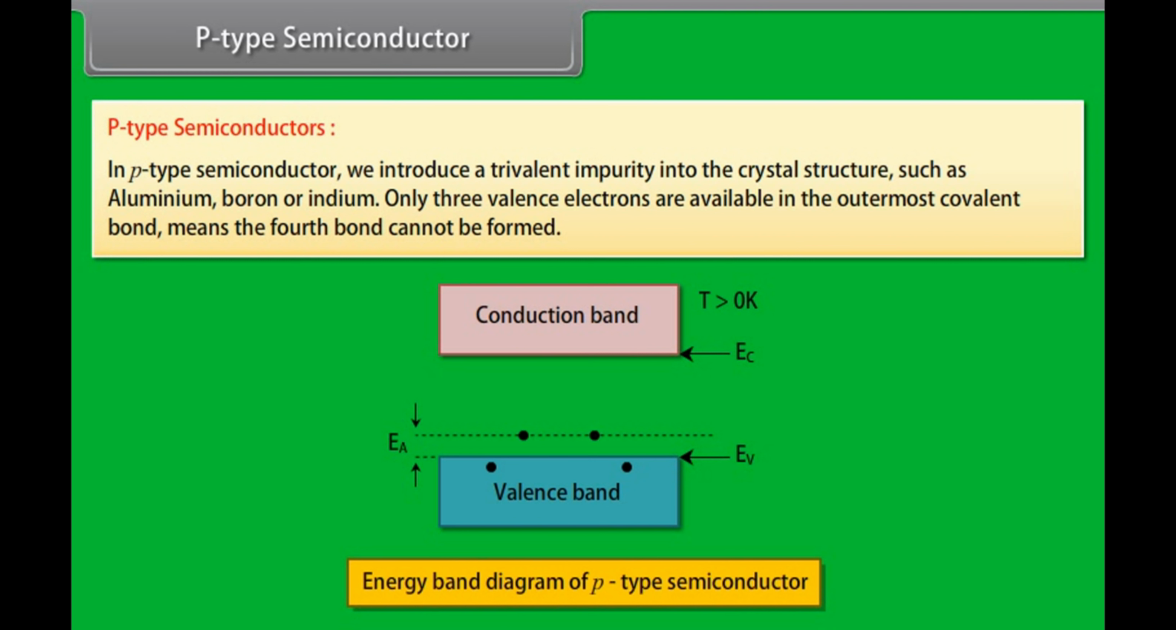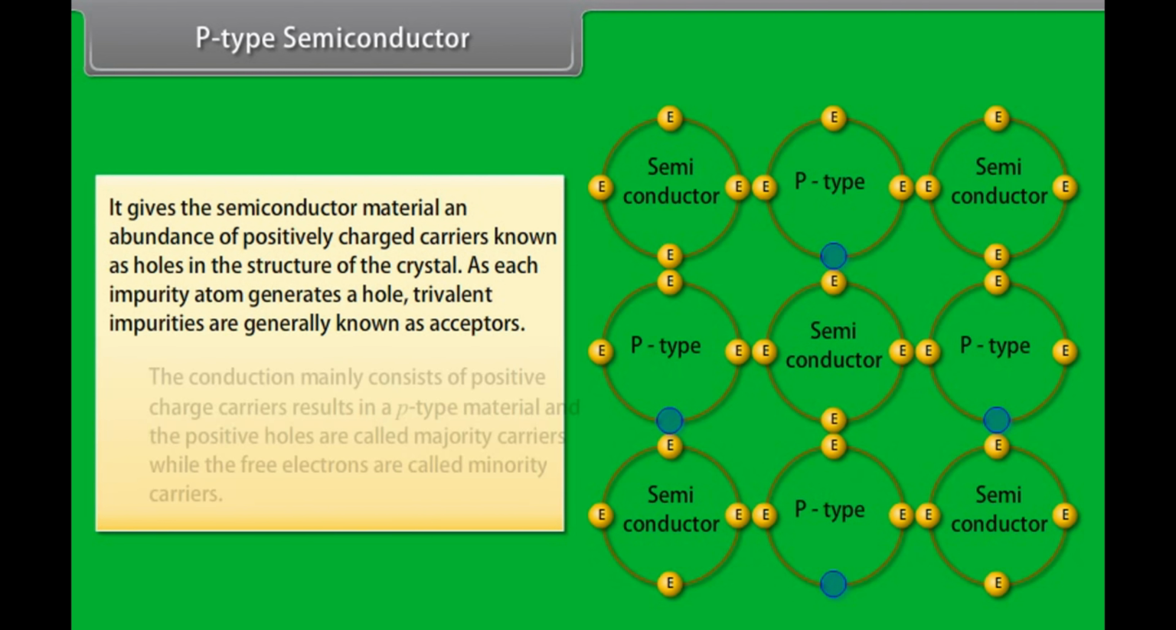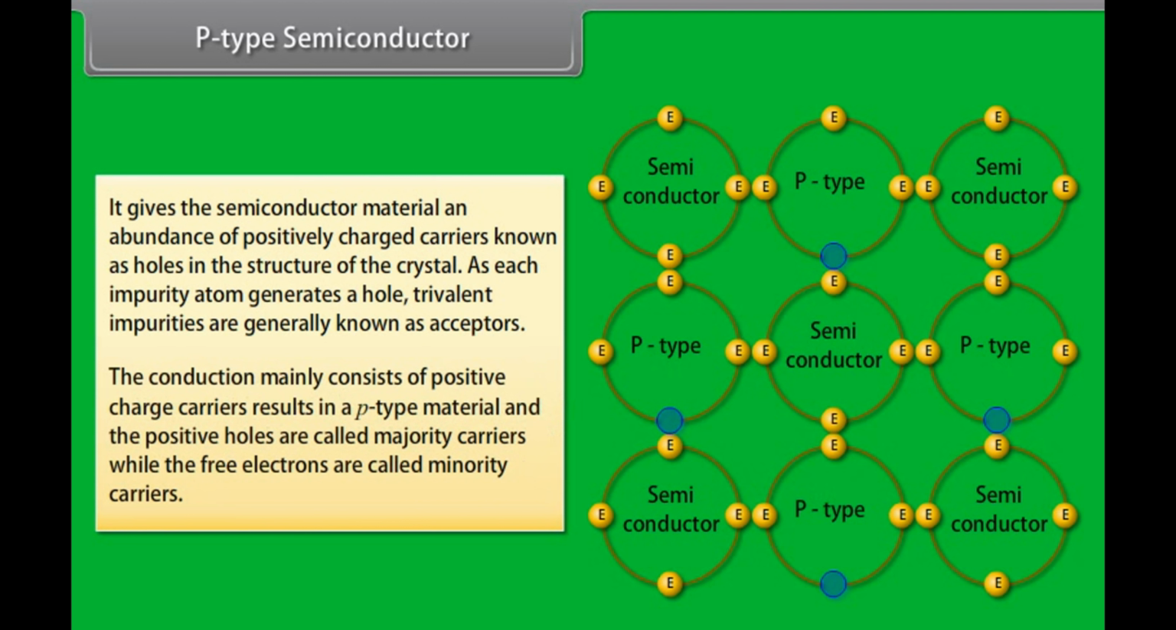Only 3 valence electrons are available in the outermost covalent bond, which means the 4th bond cannot be formed. It gives the semiconductor material an abundance of positively charged carriers known as holes in the structure of the crystal. As each impurity atom generates a hole, trivalent impurities are generally known as acceptors. The conduction mainly consists of positive charge carriers, which results in a P-type material, and the positive holes are called majority carriers while the free electrons are called minority carriers.